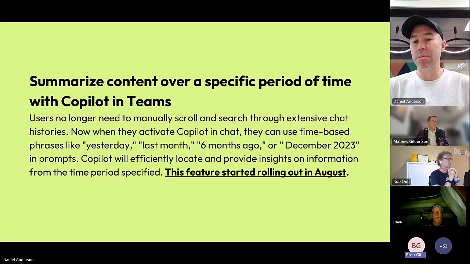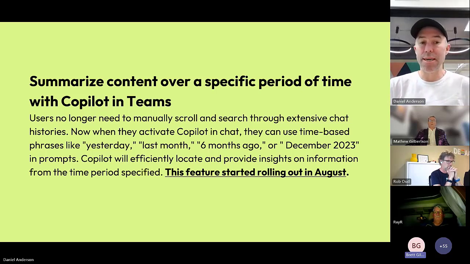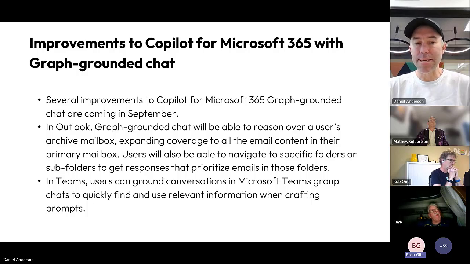Summarizing content over specific periods of time in Copilot in Teams. Now what you are going to be able to do is prompt based on a specific time period, whether it is yesterday, last month, 6 months ago, or things like that. You're going to be able to do that inside of Copilot in Teams. That has already started to roll out and is available now. So it's time specific, which is really good in terms of bringing relevant content back through a specific period of time.